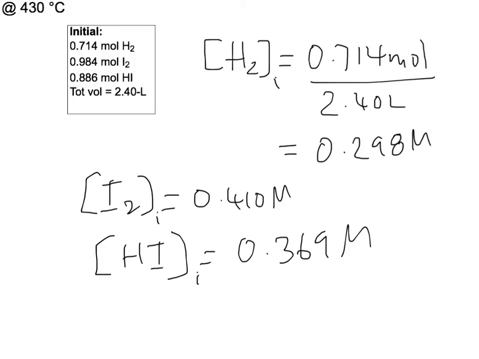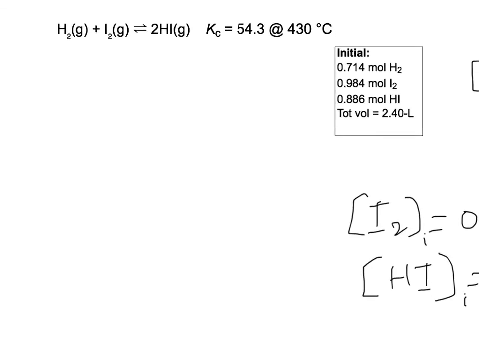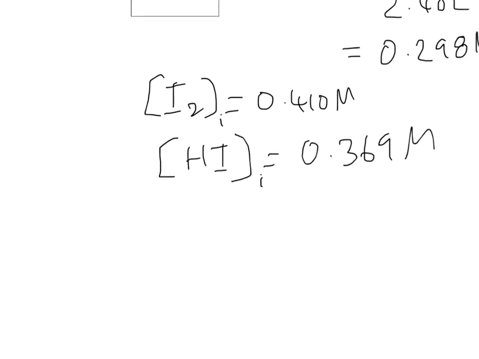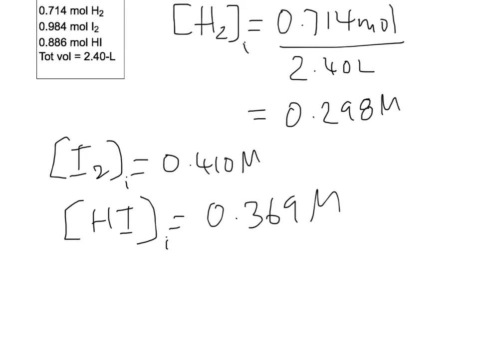So the question is, in our ice chart, which way is this going to shift? Because if you look at it, we've got both reactants and products present. And so the question is, is it going to go and make more products, or are the products going to turn back into reactants? In order to figure this out, we're going to have to calculate something called Qc, the reaction quotient.